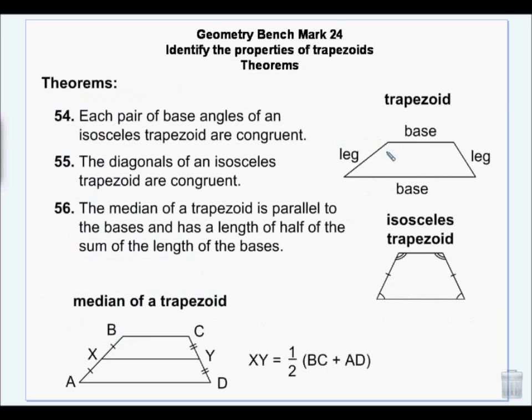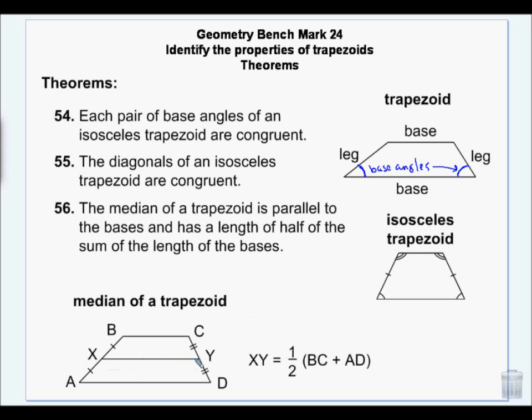Okay, so looking at the pictures, these are the parallel sides, that's why those are the bases. These are the legs. These would be the base angles here. And then this line across here would be a median because it cuts the legs into congruent segments. And the median is also parallel to the bases. This line in the middle, that's the median.